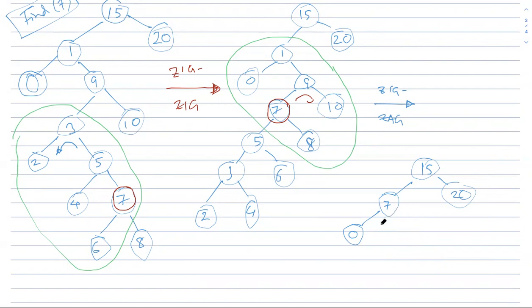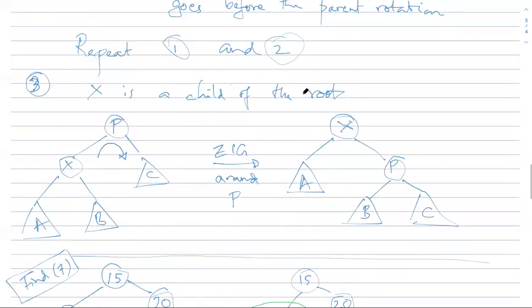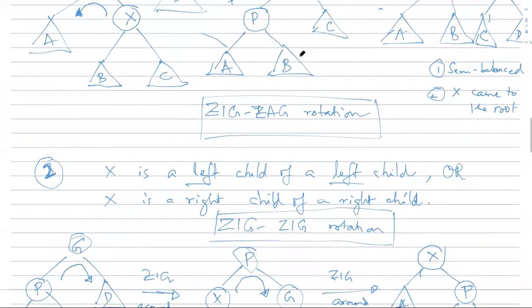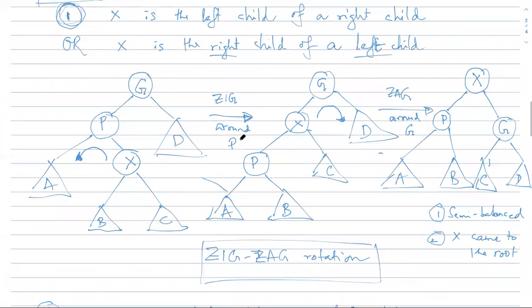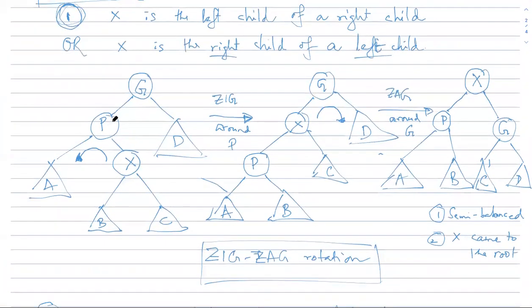Okay. So let's first write down how it would look like. So let's just go back here and make sure we are getting it right. So you had the configuration GPX. X comes to the root, and then P becomes the left child of X, and G becomes the right child of X. So let's first settle that. Okay.